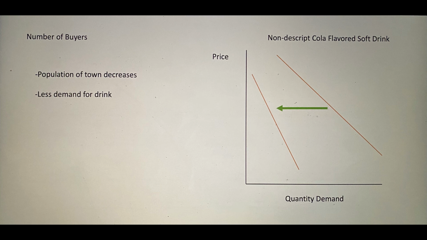In this scenario, Marielle's town loses a large percent of their population. This causes a significant drop in demand for the soft drink she likes, and the curve shifts to the left.